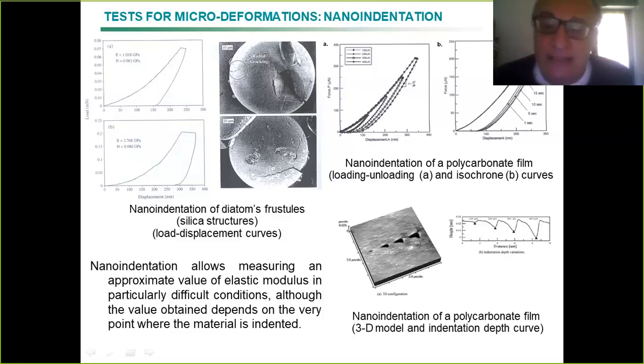Polycarbonate, here you have a subsequent indentation at different depths. There is a model they have done, and these are the real curves in nanoindentation. So basically you have a nanotip which indents the material, and so you don't need to have a large thickness. You might have a thickness which is less than a millimeter. In the case of diatoms, much less than a millimeter.